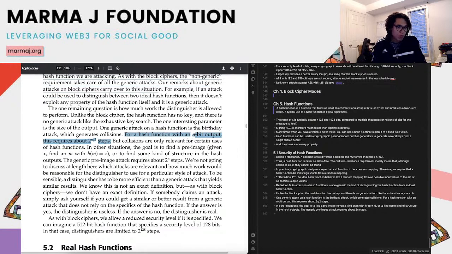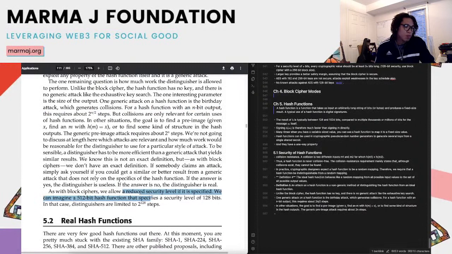As with block ciphers, we allow a reduced security level if it is specified. We can imagine a 512-bit hash function that specifies a security level of 128 bits. In that case, distinguishers are limited to 2^128 steps.